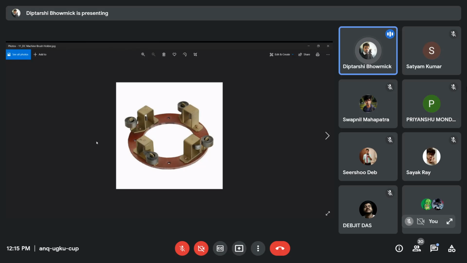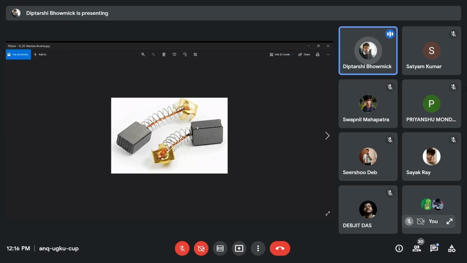Yeah, these are the brush holders. The brush holders look like this. There is a spring attached with every holder, and inside this holder the brushes are placed. Brushes are made of carbon, and brushes look like this. These are the brushes. Okay?